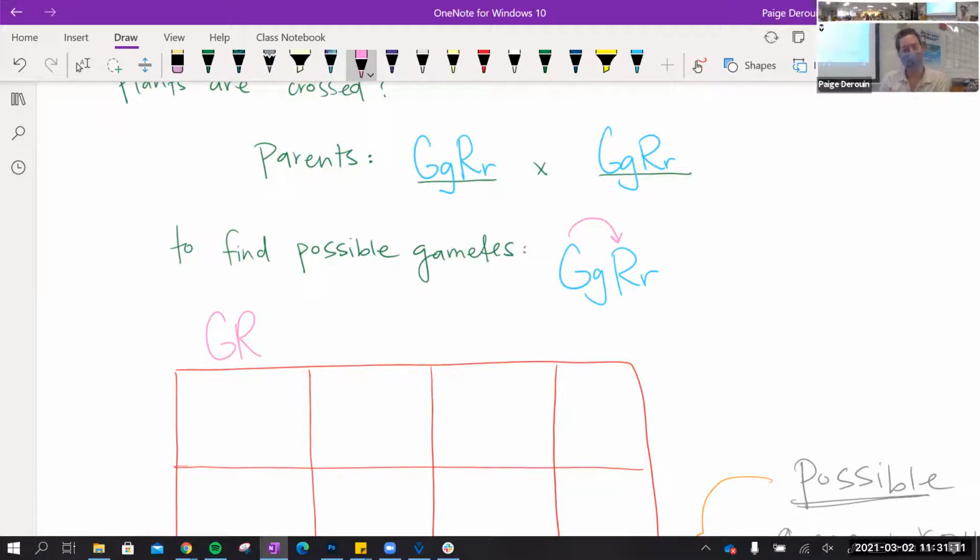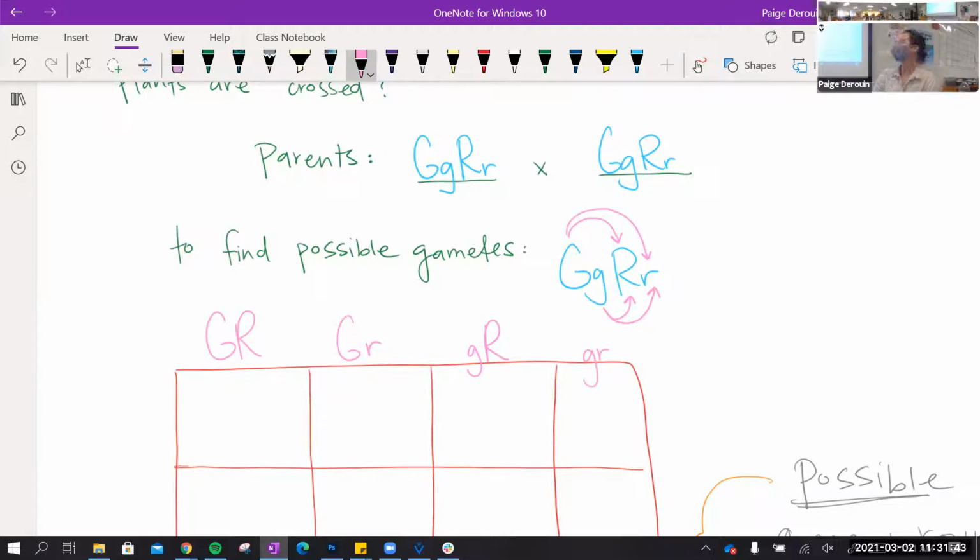Then I'm going to do the outside. So I can have big G, small r. I'm going to put that on my square. Then I can have the inside, so that would be small g and big R. Or I can have the last two, which would be small g and small r.